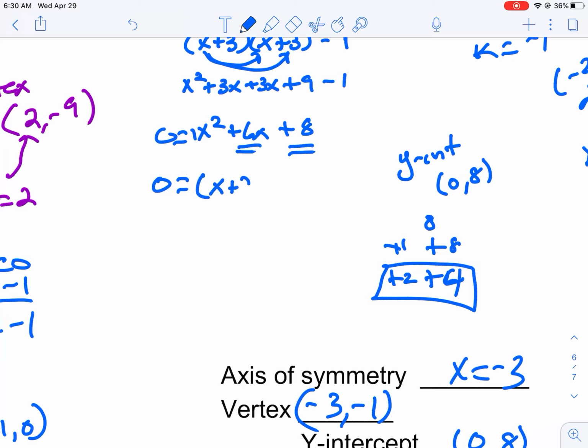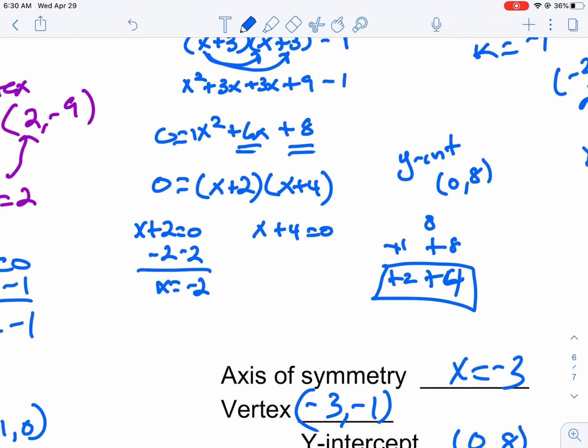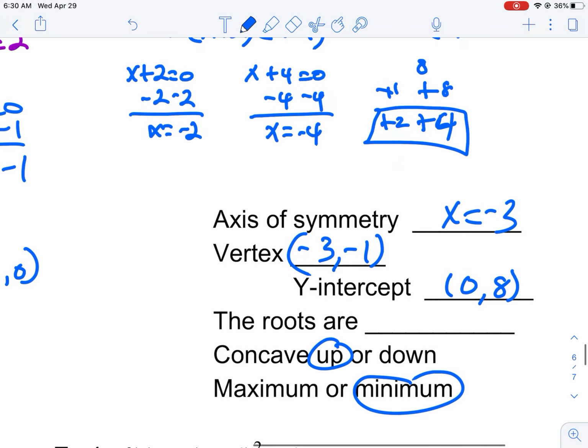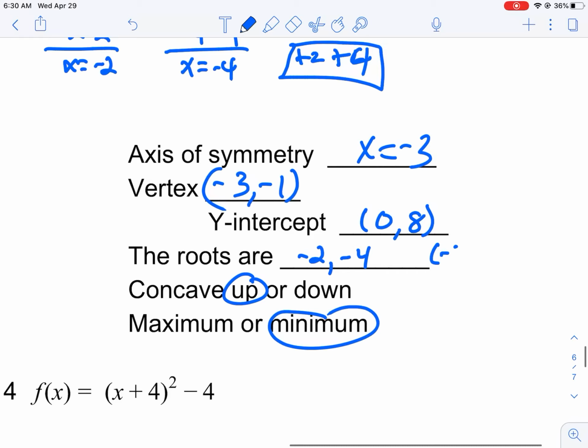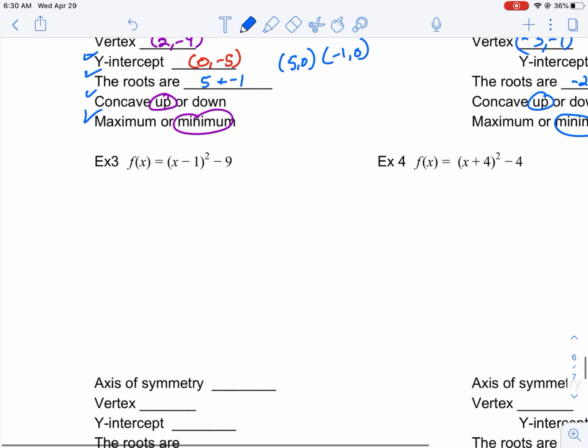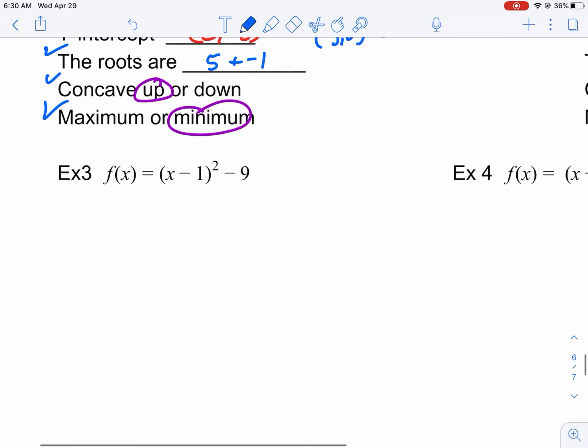So this becomes, let's see which 2 add together to give me +6 right here. 0 equals (x plus 2)(x plus 4), and set each one equal to 0 and solve. X plus 2 equals 0, x equals negative 2, x plus 4 equals 0, x equals negative 4. So my roots are negative 2 and negative 4, or (-2, 0) and (-4, 0). Okay? So we'll move on to example number 3.